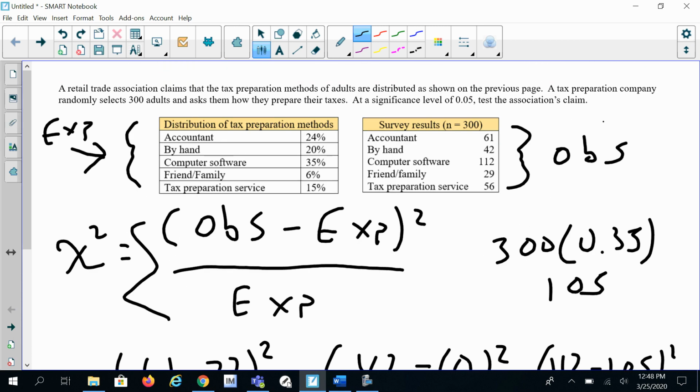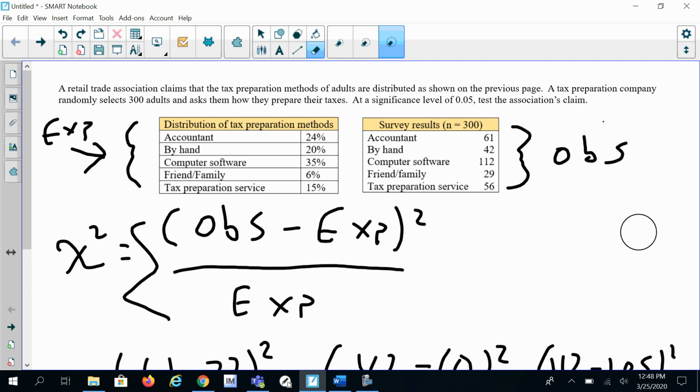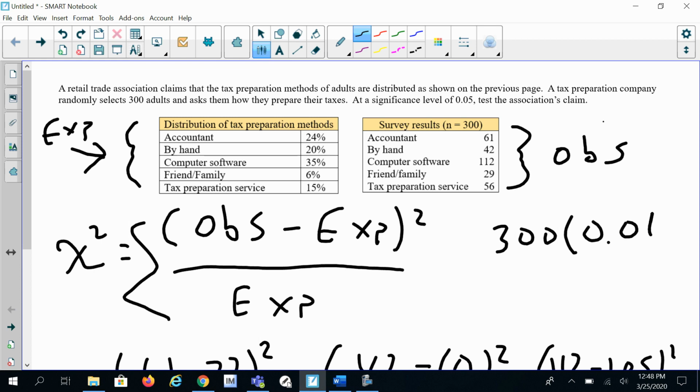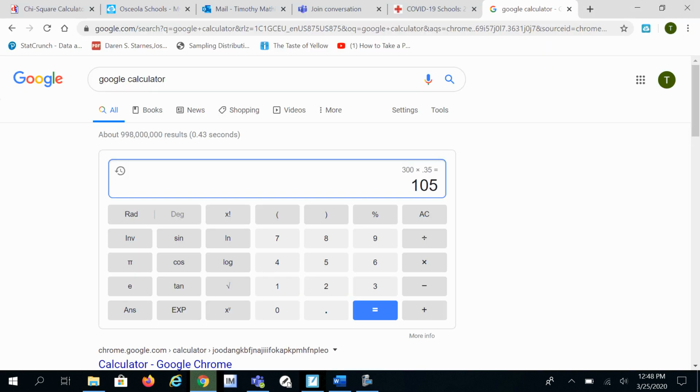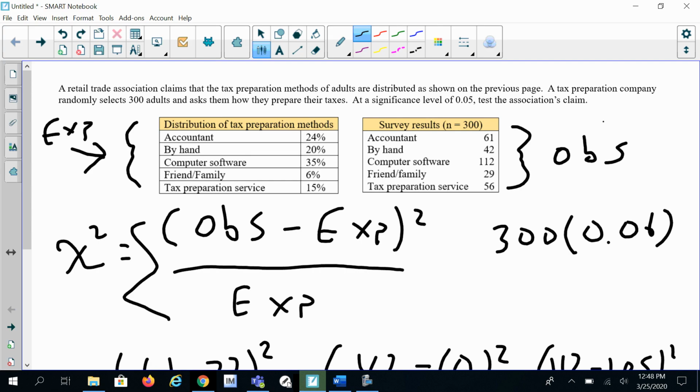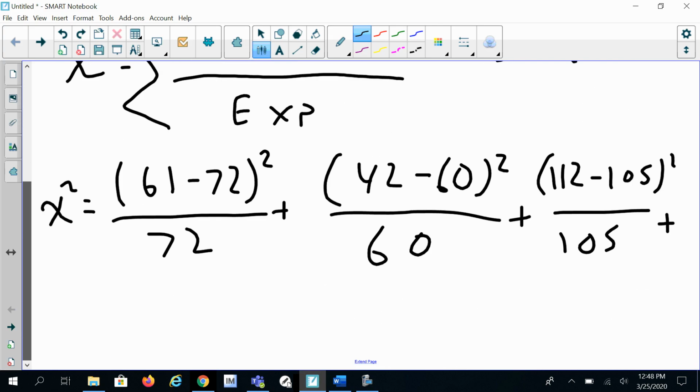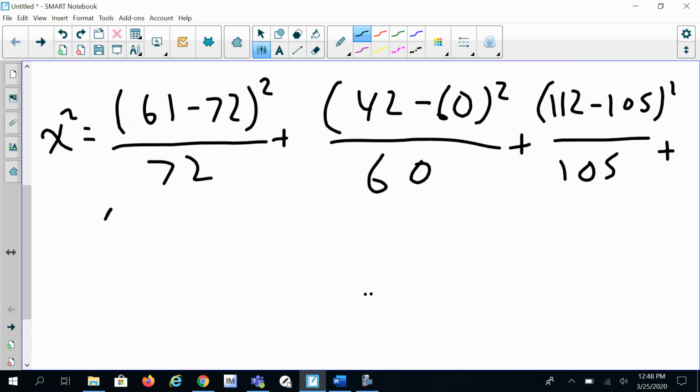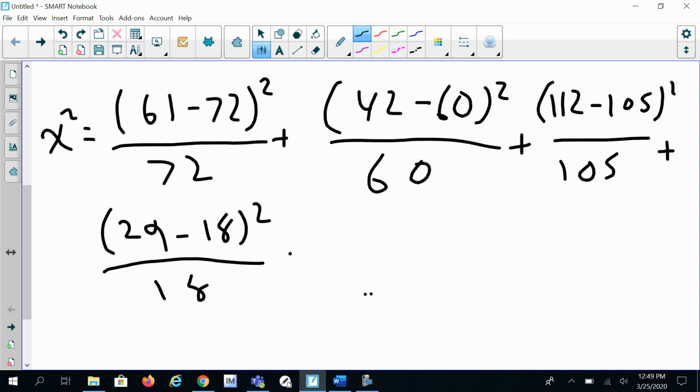Friend family. So let's get rid of this. For friend family, it's going to be 300 because that's my total, multiplied by 0.06, not 0.6. It could be 18, but let's double check. 0.06. Sure enough, it is 18. So then 29. So we do, extend my page, (29 minus 18) squared divided by 18, and we are almost done.